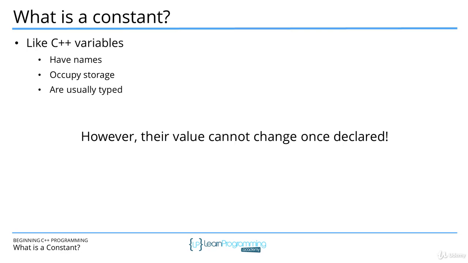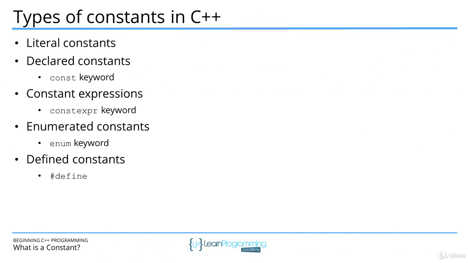But that's a variable, which means that it can be changed, even accidentally. A better solution is to declare months in a year to be a constant integer and assign 12 to it. Now we can use a meaningful name in our code that means 12, and we can't change it even by accident. C++ gives us several ways to create constants. We can use literals, declared constants, constant expressions, enumerated constants, and finally we can use defined constants. We'll learn about constant expressions and enumerated constants later in this course. Let's see what literal constants are first.